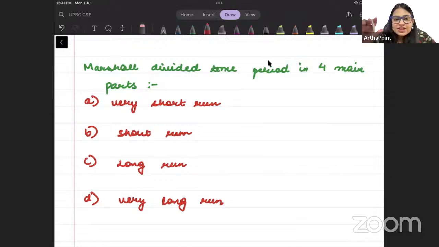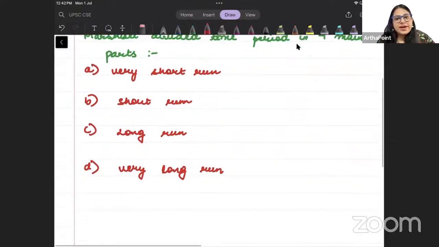We will define these time periods in terms of what can be changed and what cannot be changed. Which factors can I change, and which factors can I not change? On the basis of that, I will define my time period. So just remember that you define your time period in terms of the factors.